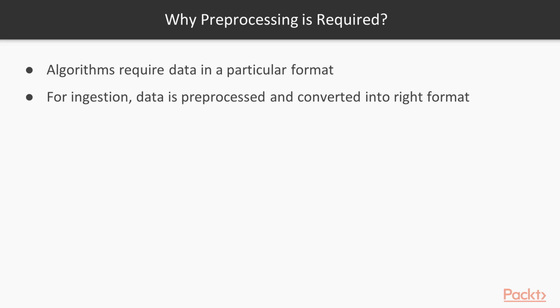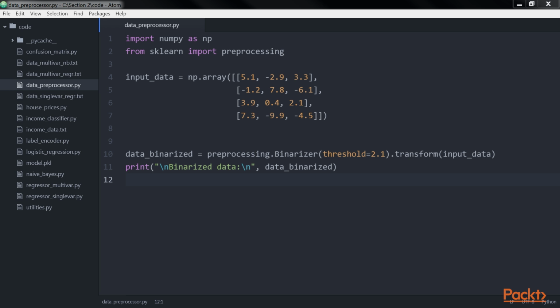We deal with a lot of raw data in the real world. Machine learning algorithms expect data to be formatted in a certain way before they start the training process. In order to prepare the data for ingestion by machine learning algorithms, we have to pre-process it and convert it into the right format. Let's see how to do it.